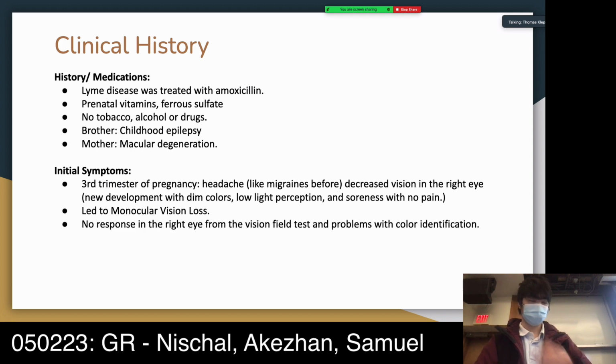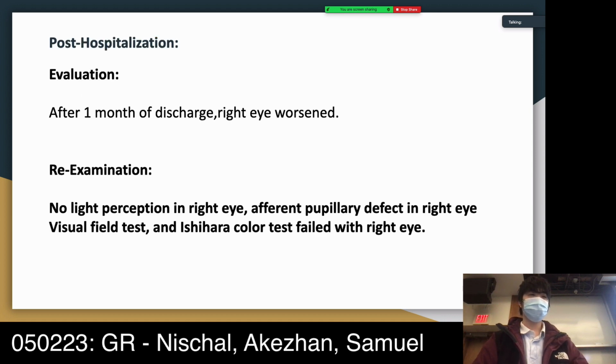She had no response in the right eye from the visual field test, and as mentioned earlier, there were problems with color identification. Then she was hospitalized for about 5 days. During that time, her vision was not restored at all, but she had a little more improvement with color identification, being able to see hands waving and shadows and movement.